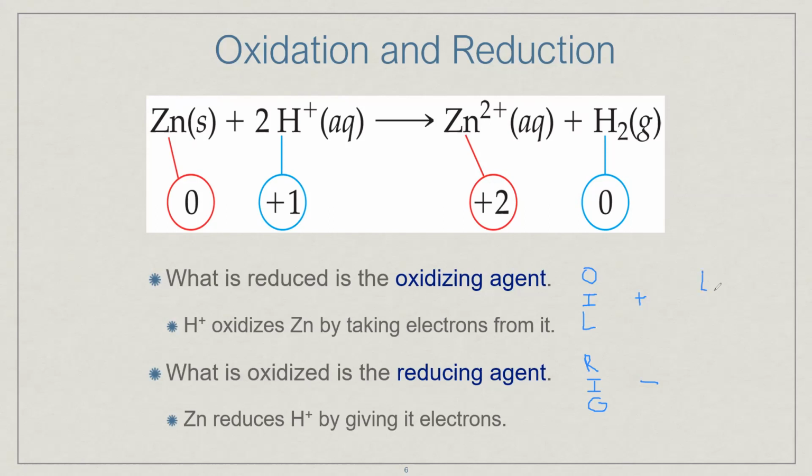And then there's also another one. So LEO says GER. I think it comes from astrology or whatever it is. But LEO the lion says GER. So LEO, losing electrons is oxidation. And then says GER, the GER part, gaining electrons is going to be a reduction. So again, in that case, we're seeing the oxidized species is going to increase in oxidation number. The reduced one will do the opposite. The reduced one's going to decrease.